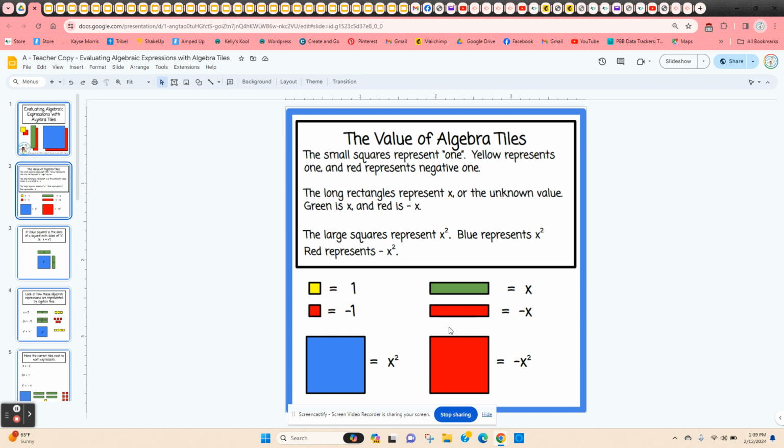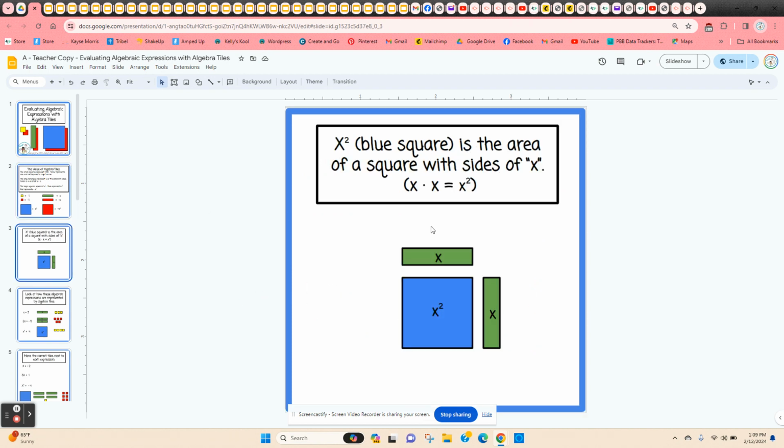These long pieces are the same length as our squares here, and they're going to be x and -x. And then the larger pieces are x squared and -x squared. So the red version of each of these are all going to be negative. And then it shows why this longer box here is equal to x. So if we multiplied length times width on this square, we get x times x, which would give us x squared.